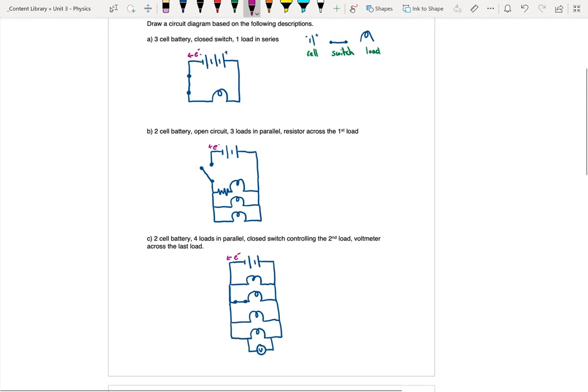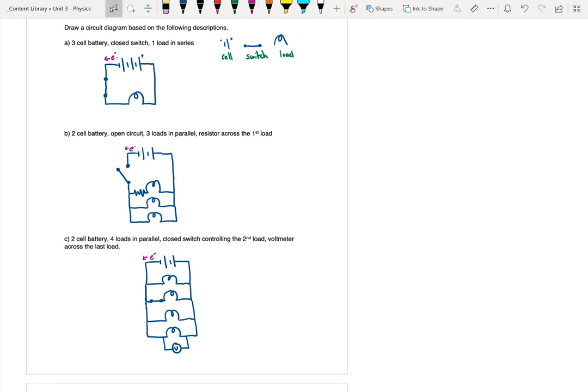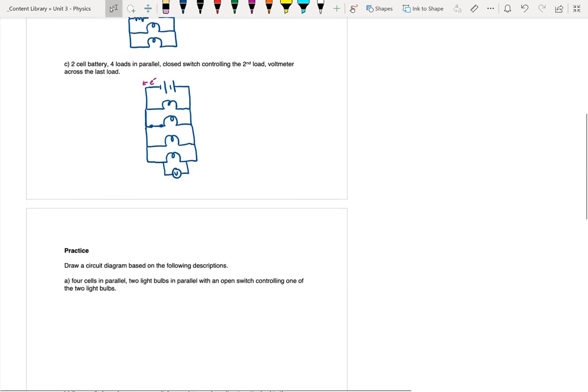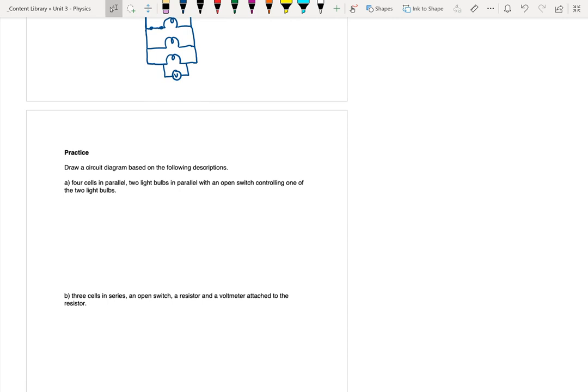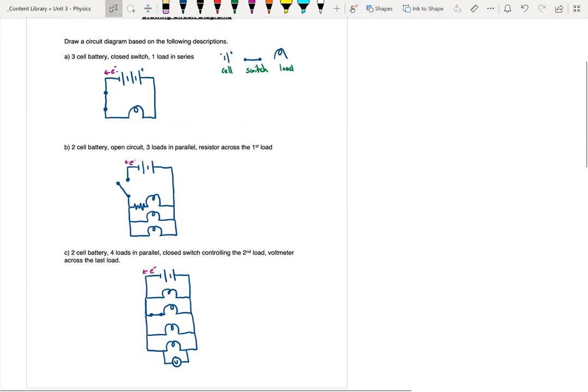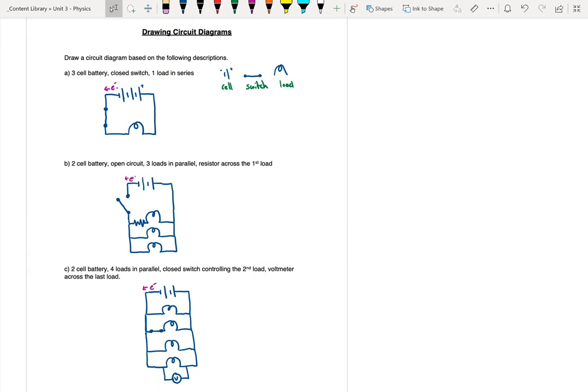So those are examples of how to draw circuit diagrams. It should be fairly straightforward as long as you know what the symbols are and understand what open and closed mean and what parallel and series mean. Those are the main terms that you're going to need to know to help you draw these. There are two examples for practice to try to draw. Same idea as before: I would start with the beginning of each and then work your way through. Go back and erase things and change them as things get added. But again, the main thing is just knowing open, closed, series, and parallel, and what the symbols are.